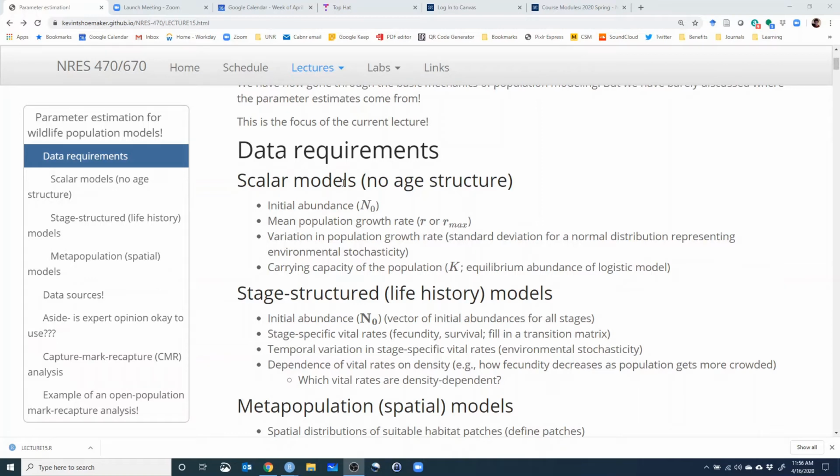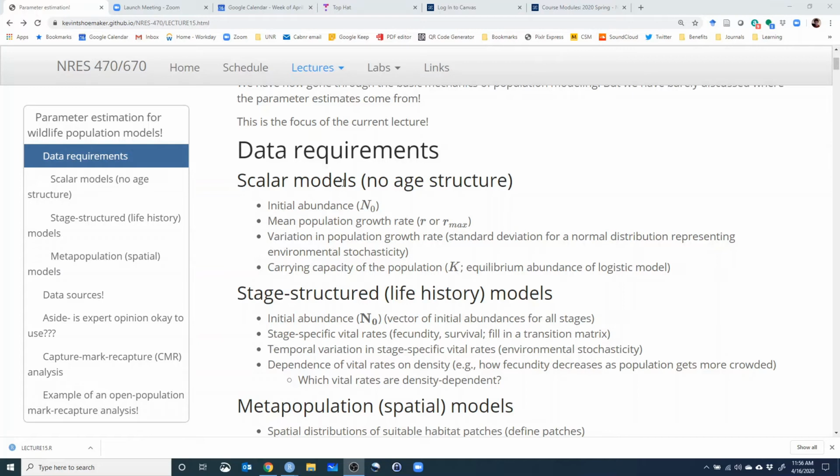Now, you've already done some parameter estimation as part of your final PVA projects, and you've probably struggled a little bit with it. You've probably found some cases where you couldn't quite get exactly what you wanted out of the literature. And so it's definitely a topic that's probably been on your minds a little bit. And we'll talk about it more.